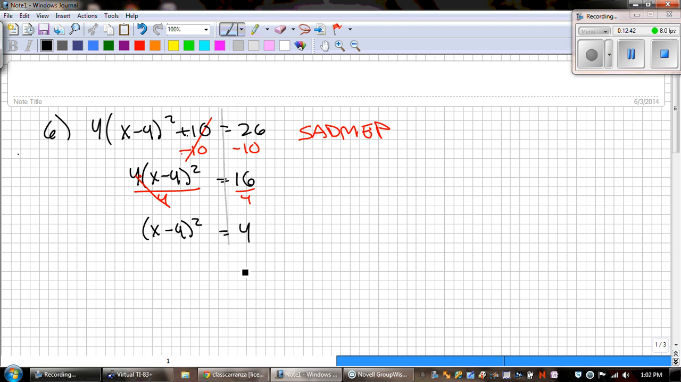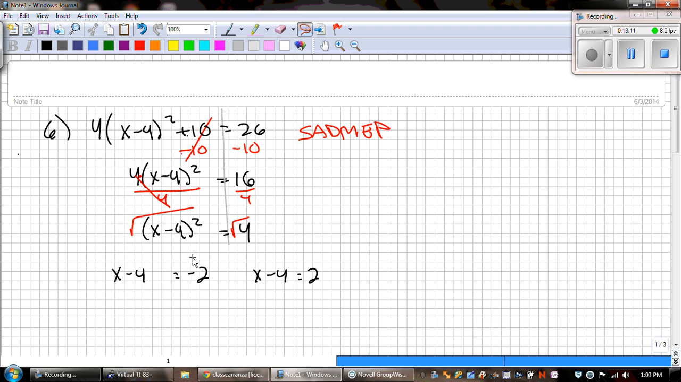Okay, we're almost done. How do I get rid of an exponent? You take the square root, Mr. Grice. Sorry, I gotta stop giving you guys answers. Now, the only problem with that is the square root of 4 gives us a negative 2, but it also gives us a positive 2. And this is where we have to be smarter than our calculators.